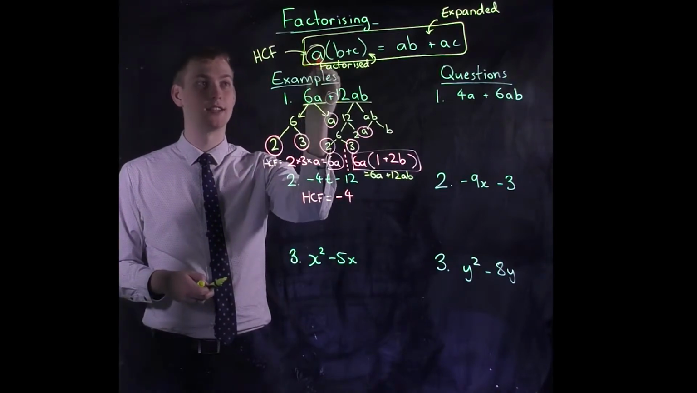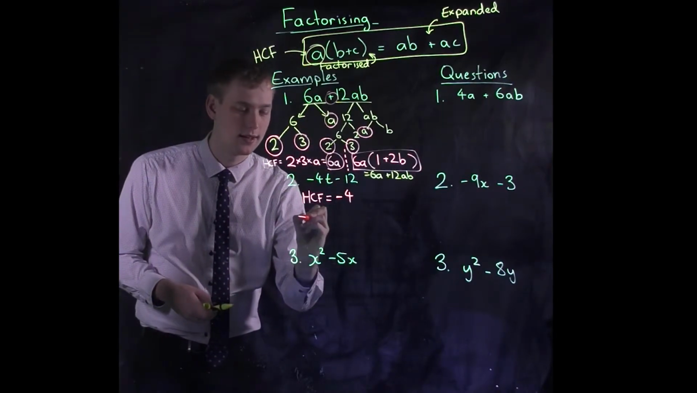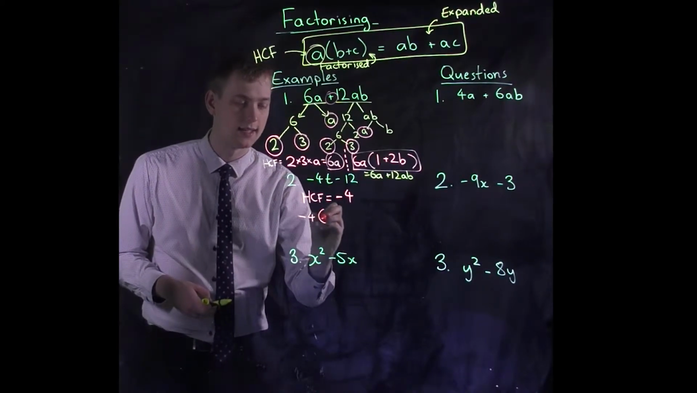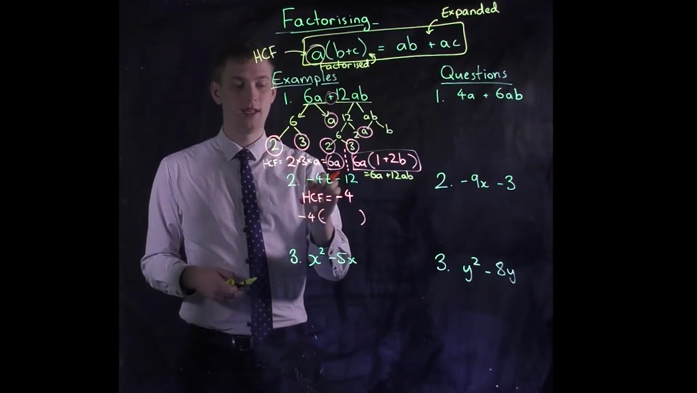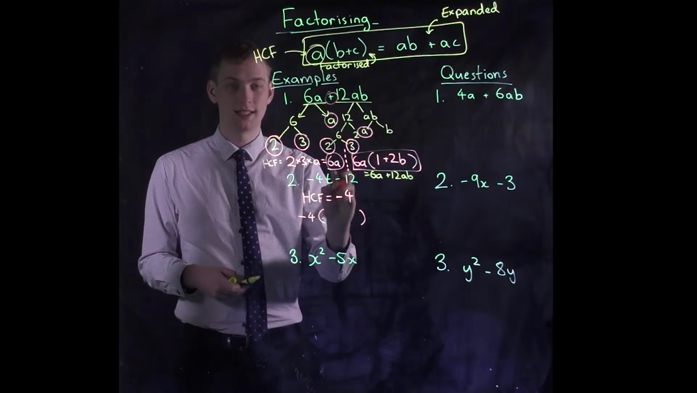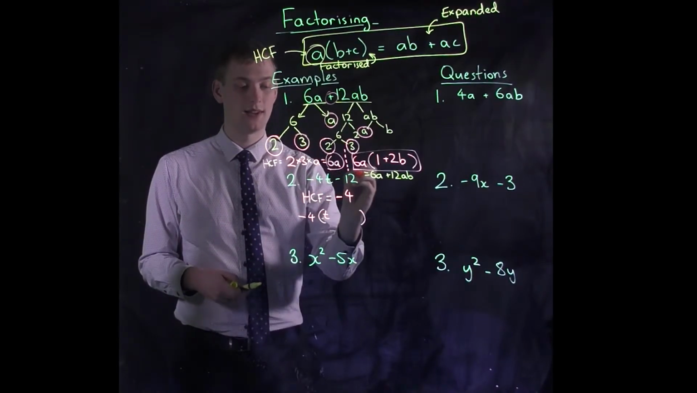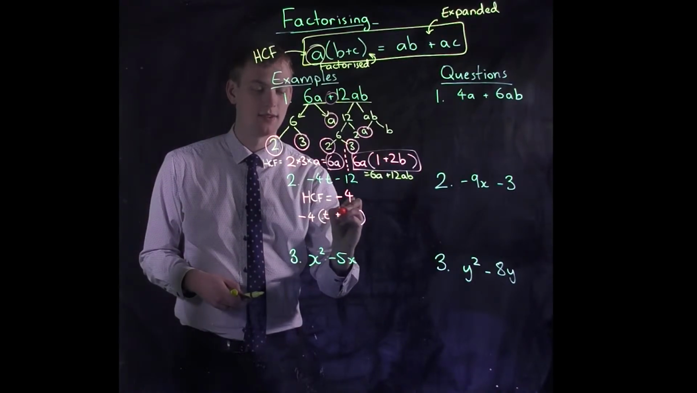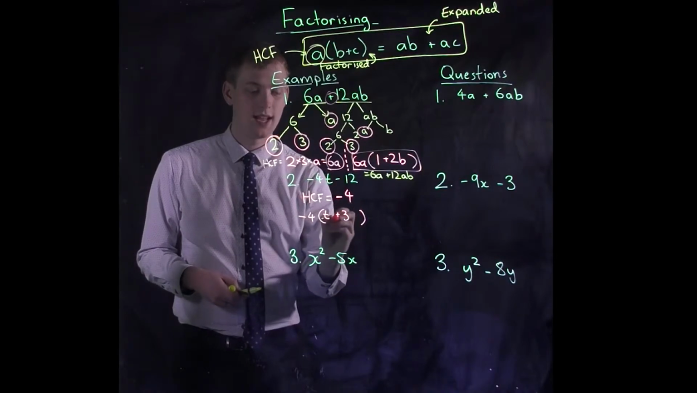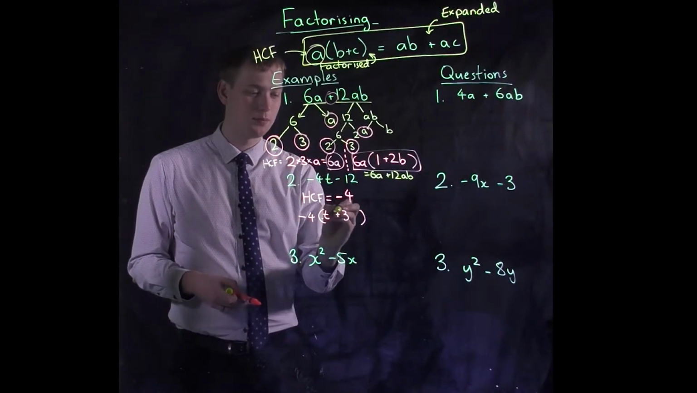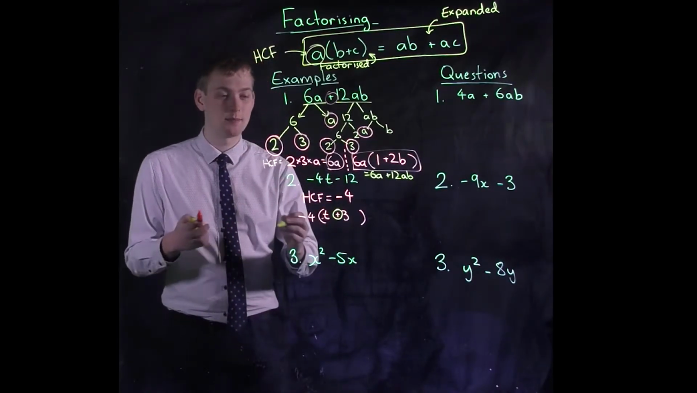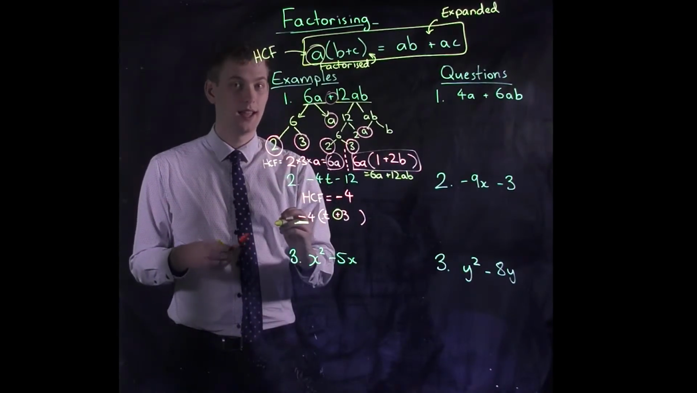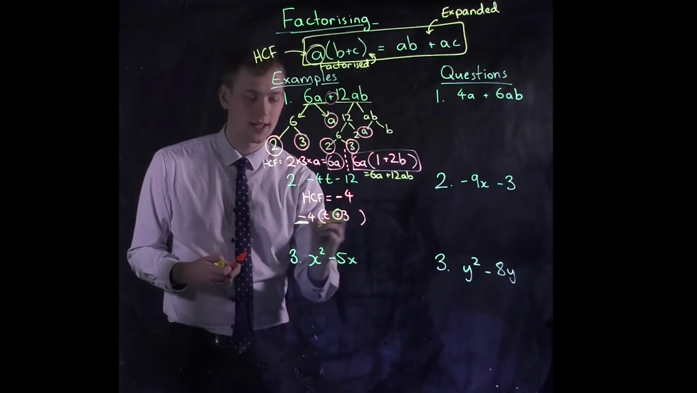Now we can start writing it. So remember our highest common factor goes out the front. So we get minus 4, and then brackets. We divide this thing by minus 4, which is going to leave us with t. We divide this one by minus 4, which is going to give us a positive 3. Now, if you're confused as to why I put a plus here, that's because we've taken our minus out the front. So if we would expand this, we can check that we've done the right thing.